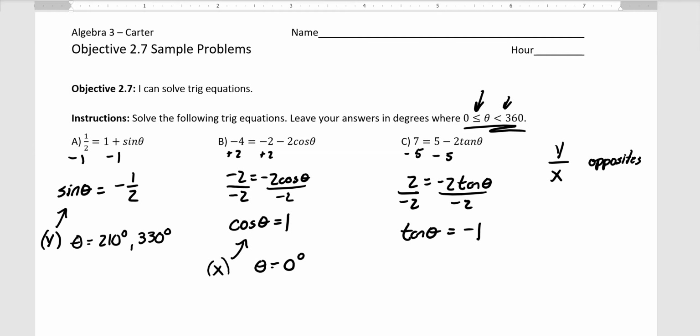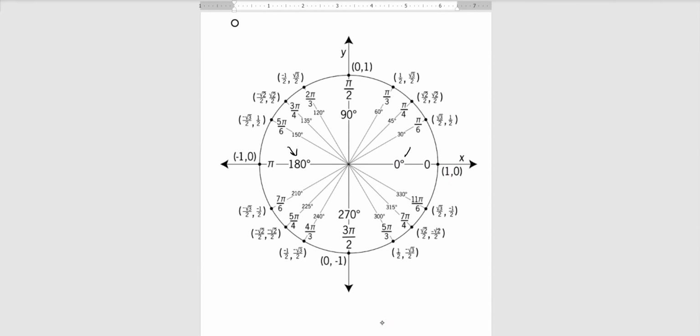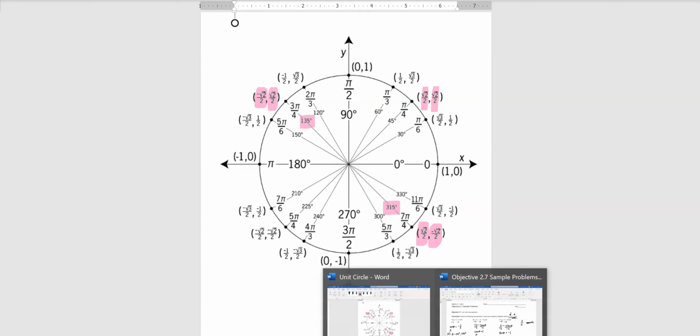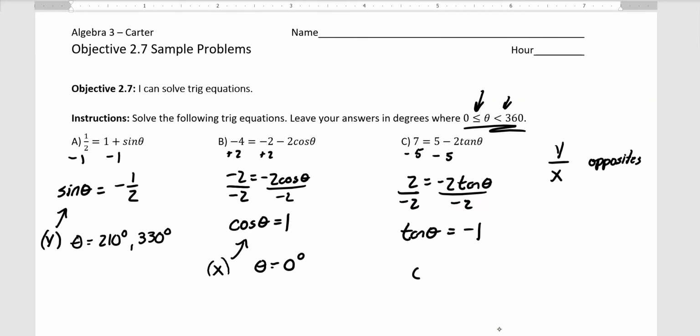So let's go ahead and pull up our unit circle. When I do that, I will find, let's see here, these are positive, positive. This is one example of negative, positive at 135 degrees. And the other one would be down in the fourth quadrant at 315. So our theta will be 135 degrees and 315 degrees. Let's write that on our sample problem. Theta will equal 135 degrees and 315 degrees.